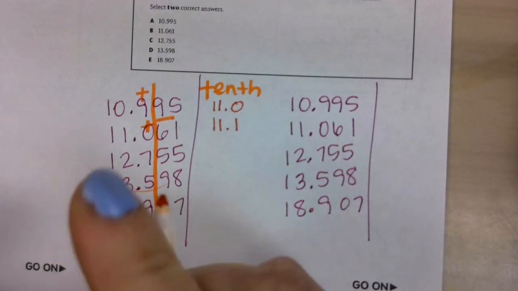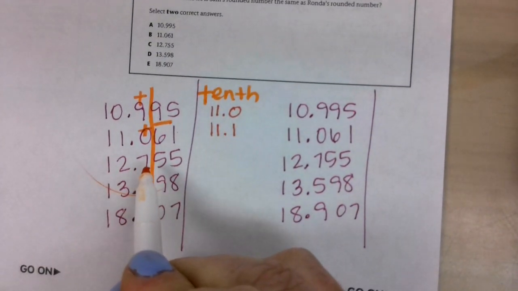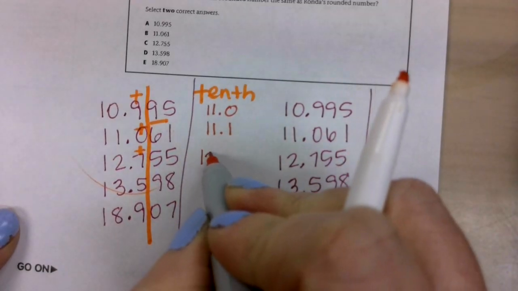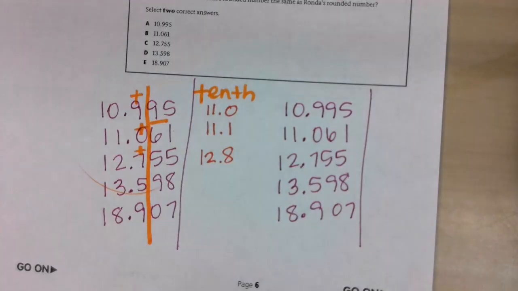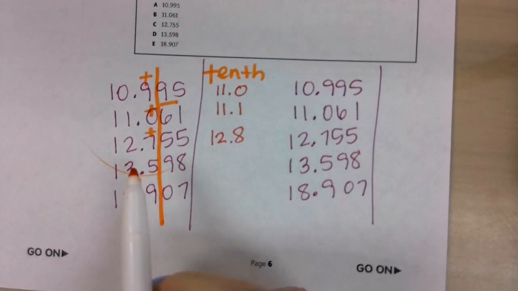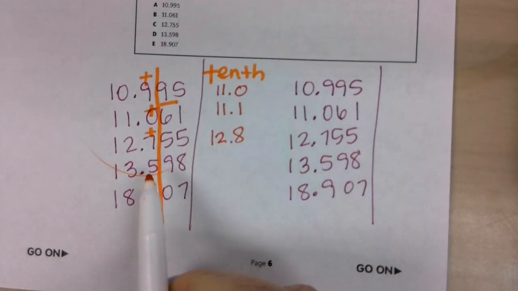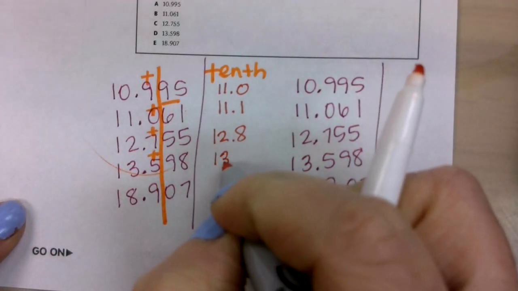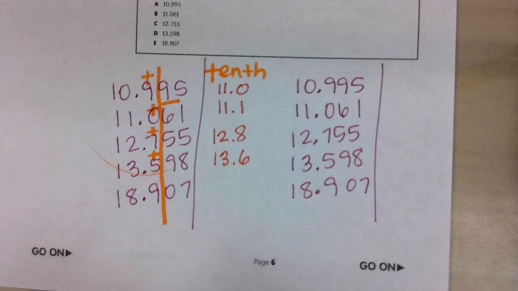Now, let's take a look here. Does 5 have enough power to round the 7 up? Absolutely. So this will also become 12 and 8 tenths. It's going to round up like the other two. This one, the 9 does have enough power to round the 5 up. So this is going to become 13 and 6 tenths.